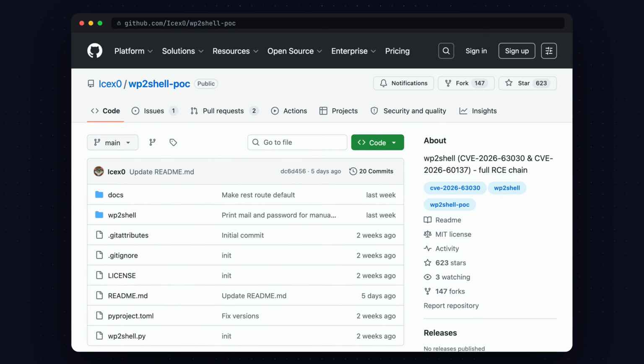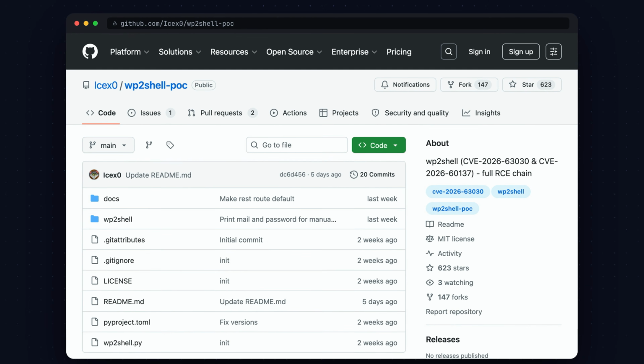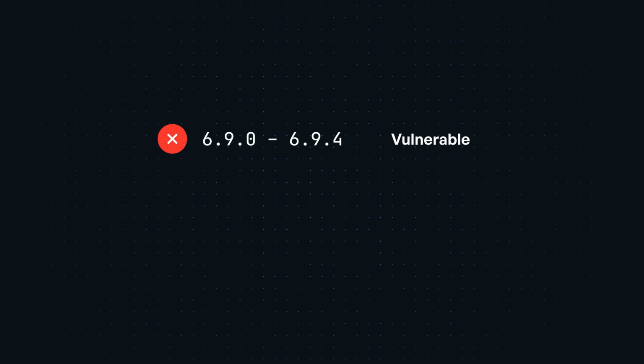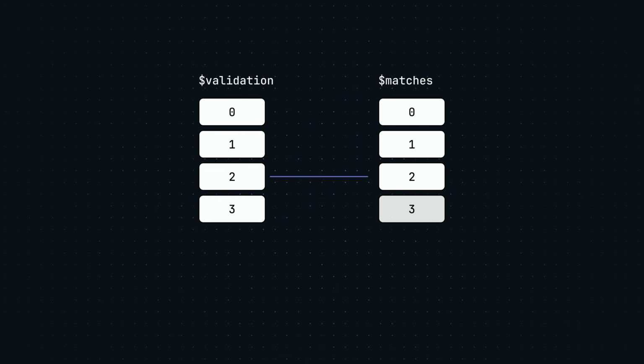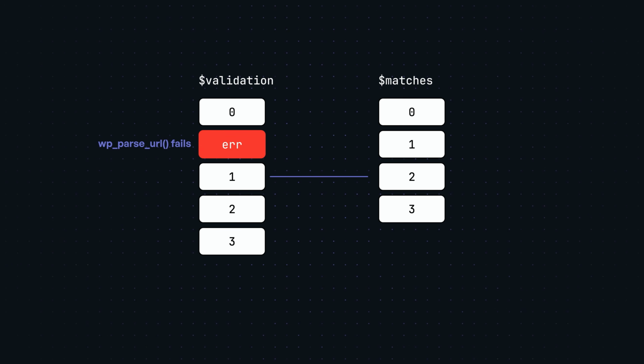So this repo that I'm looking at shows you exactly how to SQL inject vulnerable WordPress sites. That's any site between 6.9.0 and 6.9.4 or 7.0.0 and 7.0.1. The whole attack starts by calling an unauthenticated endpoint, batch v1, which allows you to batch up other requests that themselves are validated and permission checked. The batch handler has two parallel arrays which are supposed to stay in sync, validation and matches. But a bug meant that when the function wp_parse_url fails due to an invalid path, only validation was updated. So now the same index used to look at both arrays provided mismatched results. The POC takes advantage of this.